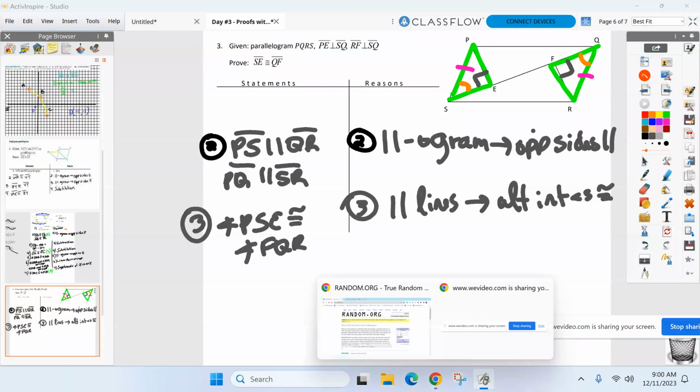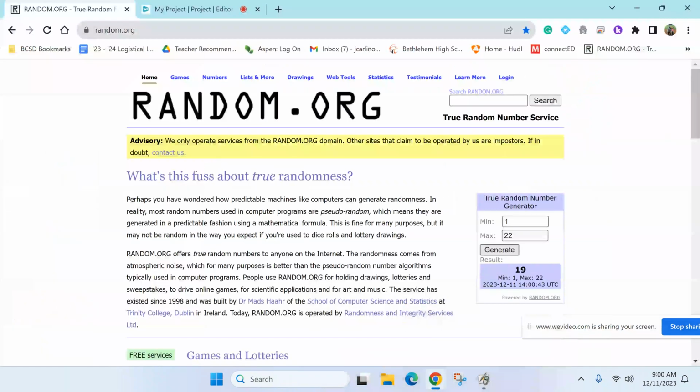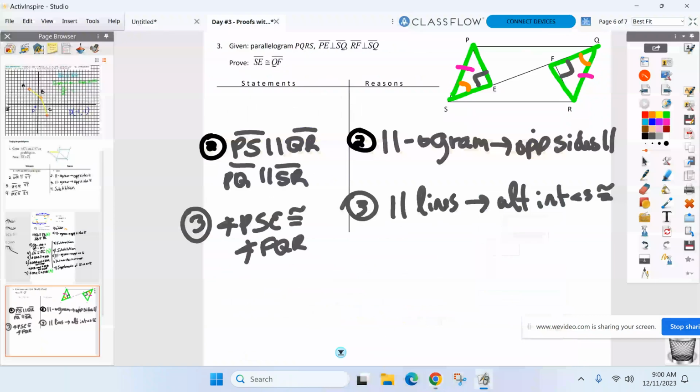All right, what method am I using to say the triangles are congruent at the end of this proof? Cormac? Angle, angle, side. The side's not in between, and then make sure you finish the proof by saying CPCTC.